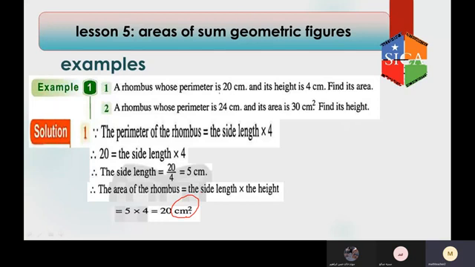This is the area. But the perimeter is measured by a unit of length, just centimeter, because the perimeter of the rhombus equals side length plus side length plus side length plus side length. Then the perimeter is a unit of length, but the area is a square unit. Maybe square centimeter, square meter, square kilometer. All of these are square units which are used to measure the area.